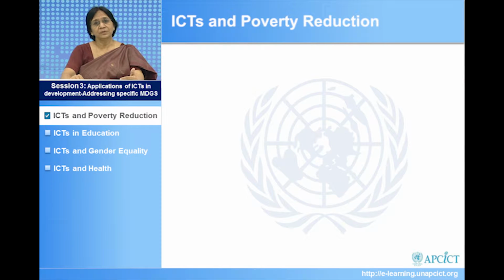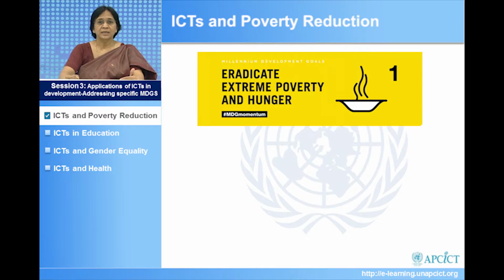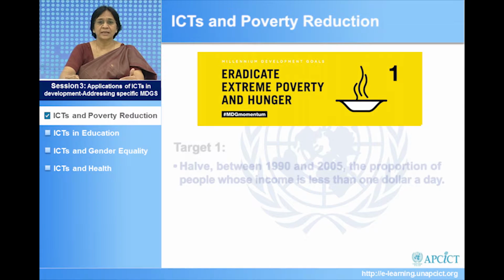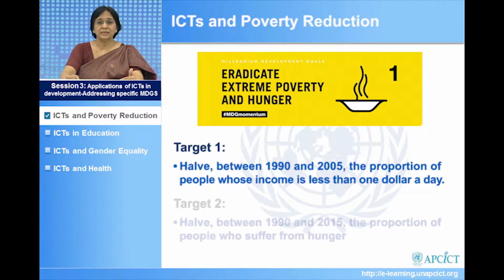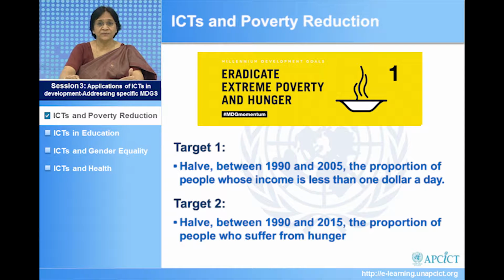The first Millennium Development Goal, which talks about eradicating extreme poverty and hunger, essentially says that we must halve between the year 1990 and 2005 the proportion of people whose income is less than $1 a day. A second target says that we must halve between 1990 and 2015 the proportion of people who suffer from hunger.